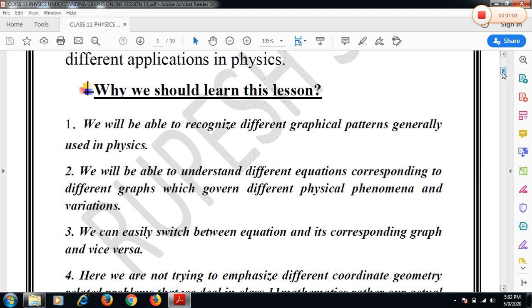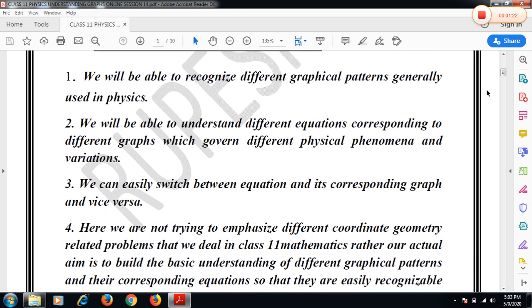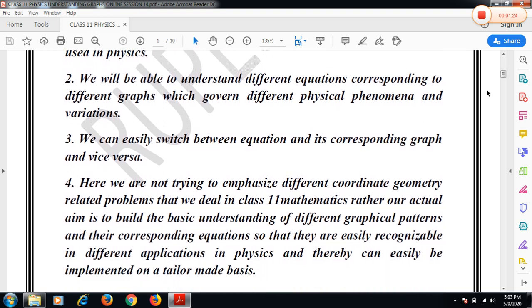Number one, we will be able to recognize different graphical patterns generally used in physics. Number two, we will be able to understand different equations corresponding to different graphs which govern different physical phenomena and variations. Thirdly, we can easily switch between different equations and their corresponding graphical representation, and vice versa.